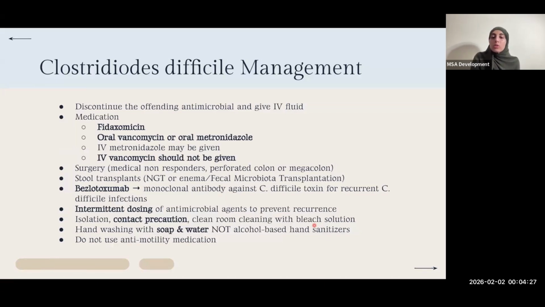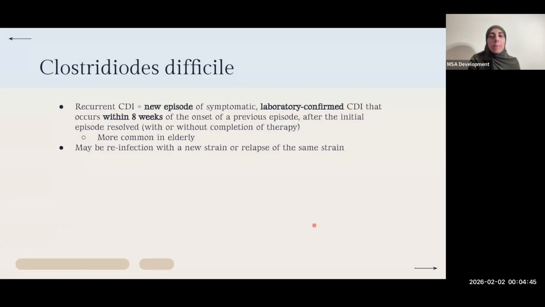And finally, don't use anti-motility medication for C. diff. Anti-motility is in anti-diarrheal drugs. Don't give them. You don't want to stop the diarrhea. You want it to happen. You want to get rid of all the toxin. If you stop the diarrhea, the toxin will accumulate in the gut and it's not good, okay? So do not give anti-diarrheal.